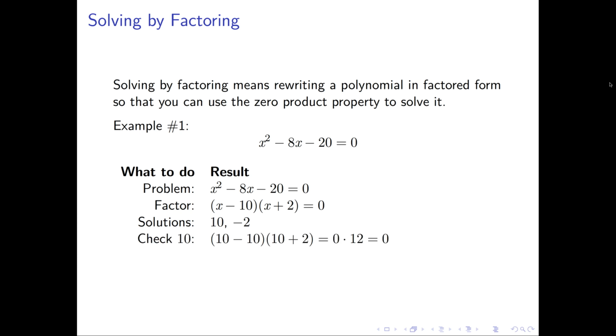If x equals 10, then we put 10 in both places, the first x and the second x, so we get 10 minus 10 times 10 plus 2, which is 0 times 12, which is indeed 0. And if we check negative 2 as a solution, we put negative 2 minus 10, that's negative 12, and negative 2 plus 2 is 0. So that's negative 12 times 0, and that is also 0. So those two solutions work.